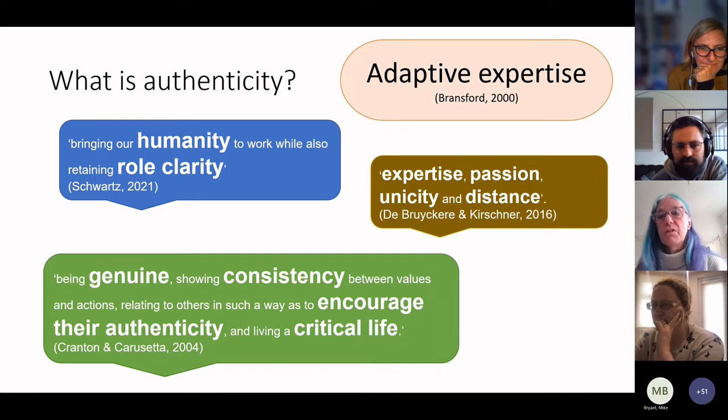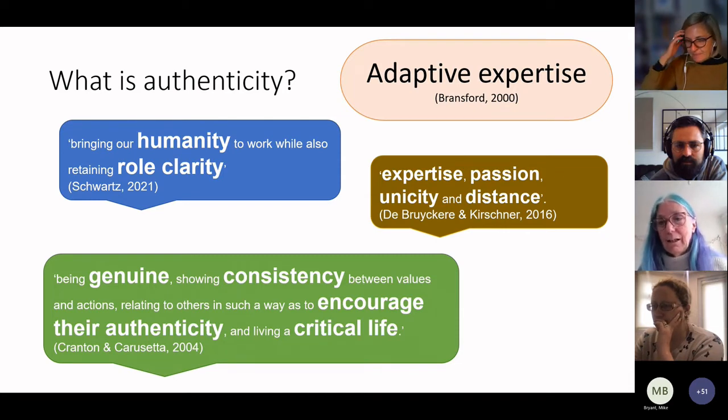And then where they say distance, they're talking about something similar to that role clarity. So it's the appropriate distance, not so close we're trying to be their best friends, because that might be fake, and not so distant that we're unapproachable, but finding the right balance there.